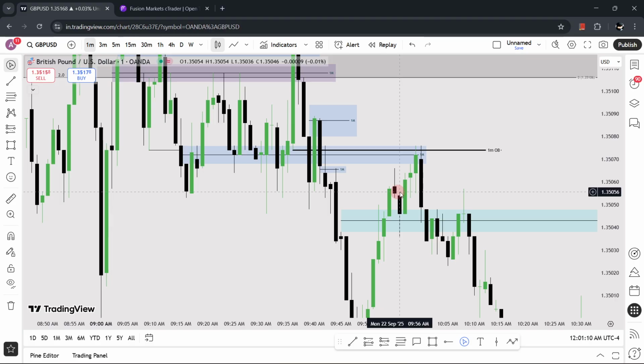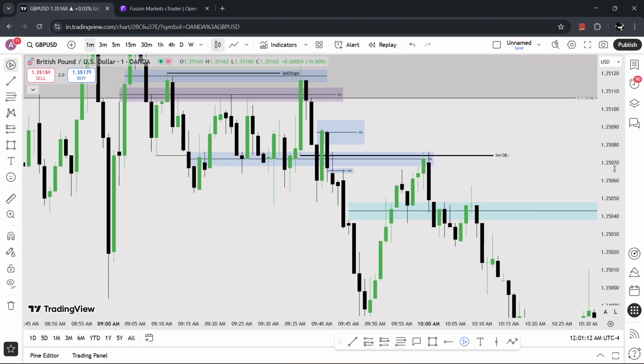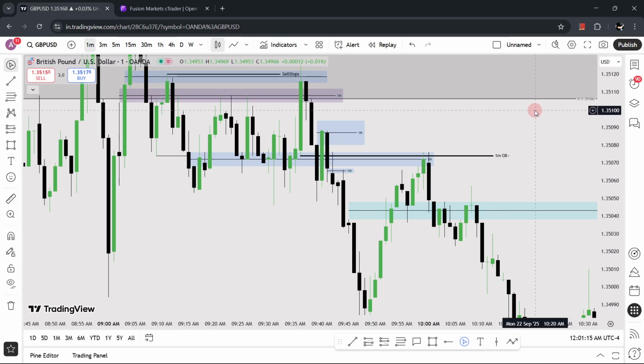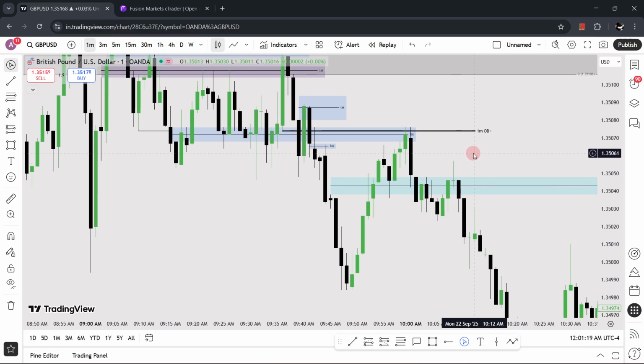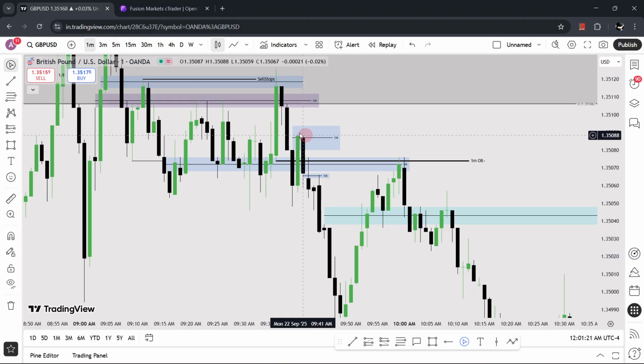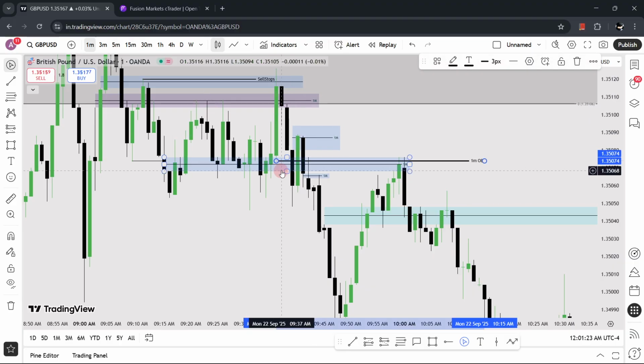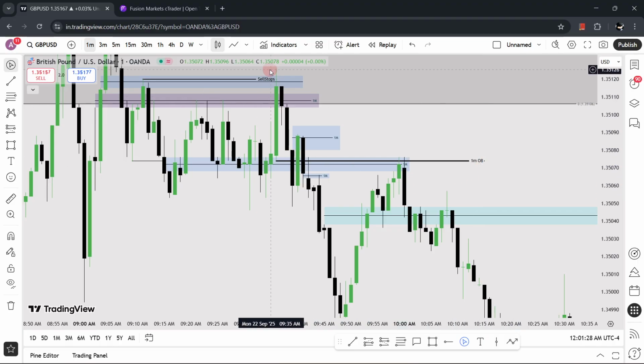I didn't look into the chart anymore. I was just watching the trade. I didn't have the guts to take another trade. So I marked this 1 minute order block. This particular candle can be considered as an order block, right?